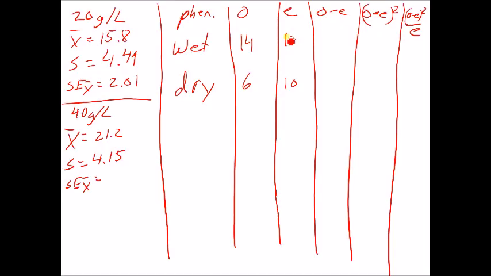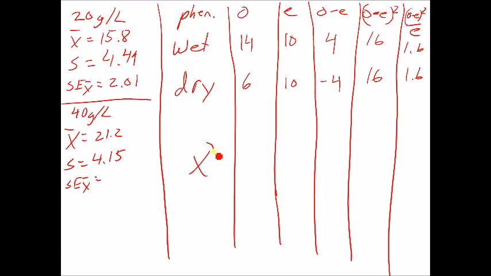Next column is O minus E. So 14 minus 10 is going to be 4. 6 minus 10 is going to be minus 4. O minus E squared is going to be 4 squared, 16. Negative 4 squared, 16. And then in the last column, we're going to take 16 divided by the expected of 10, 1.6. 16 divided by the expected of 10, 1.6.